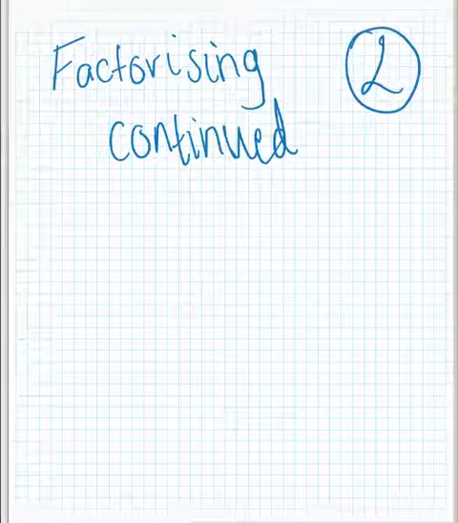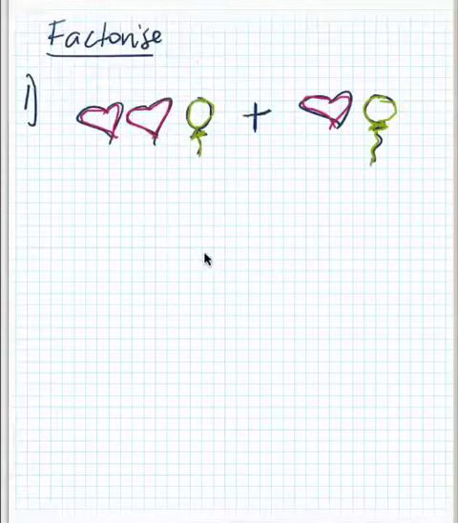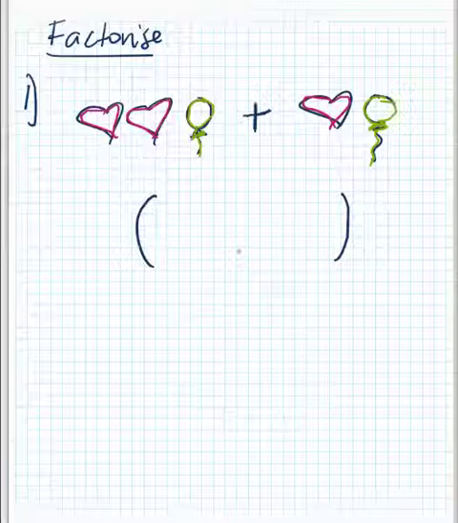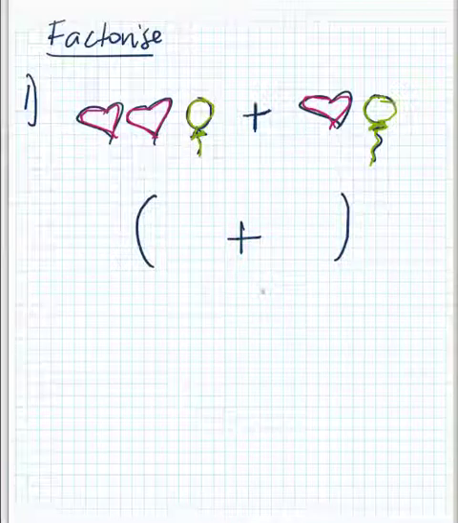With this session, we will continue with factorising and try a few more questions just to keep practicing. So for our first question, I thought we'd use some different symbols. You can see we have some love hearts and some balloons. All right, so we know the first step when it comes to factorising is it's the opposite of expanding, so get your brackets ready. And there's a plus in the middle, so a plus goes in the middle.